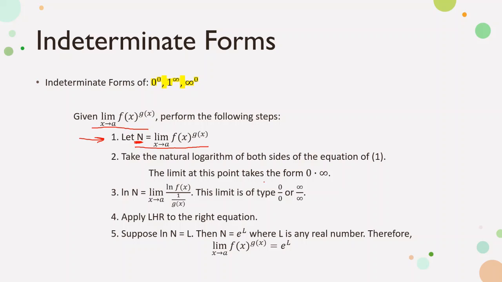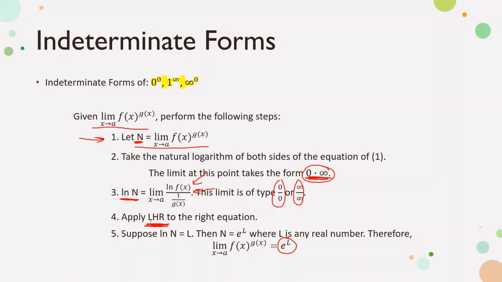And the limit at this point will take the form 0 times infinity. If it becomes 0 times infinity, we have to change that into the corresponding alteration. Now, if the limit becomes 0 over 0 or infinity over infinity after we have substituted the limit, then we have to apply L'Hopital's rule to the right equation. To the right equation only, not the left equation. Suppose ln of n is equivalent to L. So meaning to say, we already have our final answer.